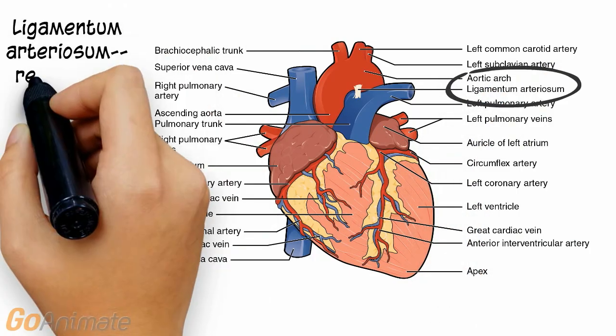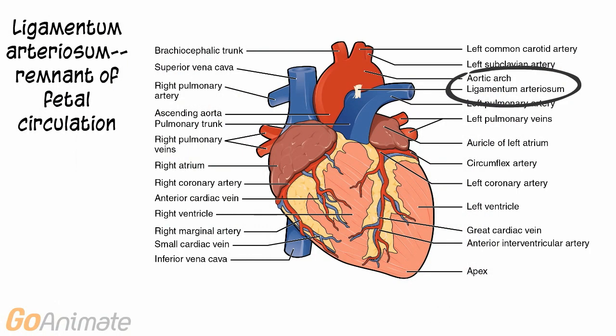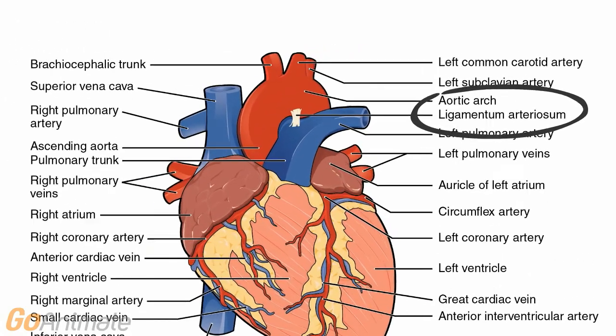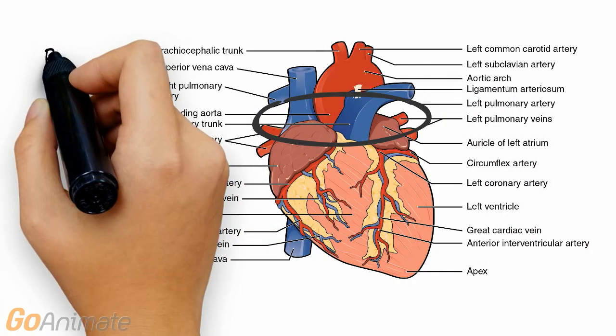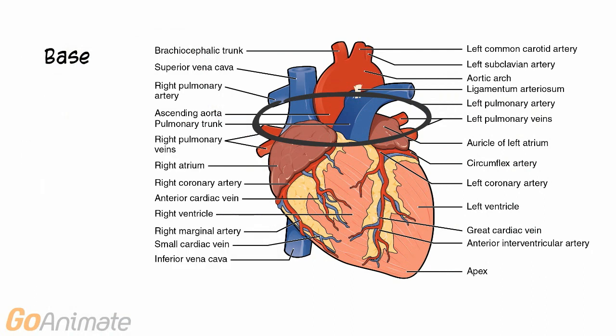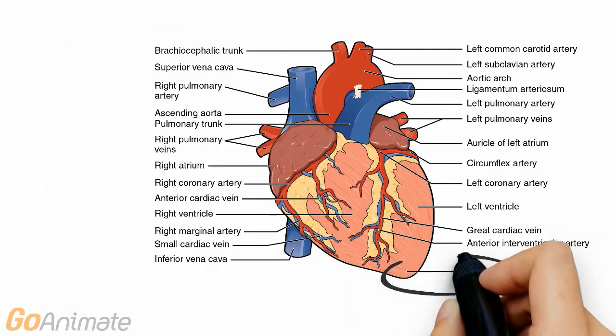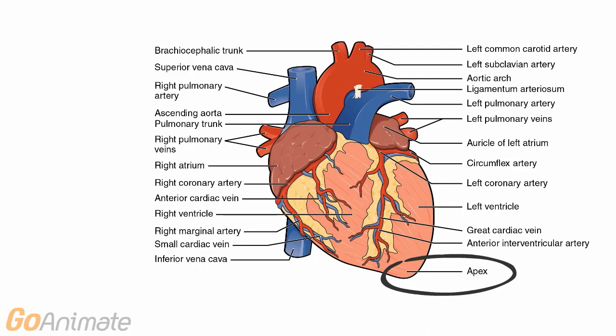The ligamentum arteriosum is another remnant of fetal circulation. It begins as a tubular structure and after birth eventually becomes a ligament. The top portion of the heart is known as the base. The bottom portion is known as the apex.